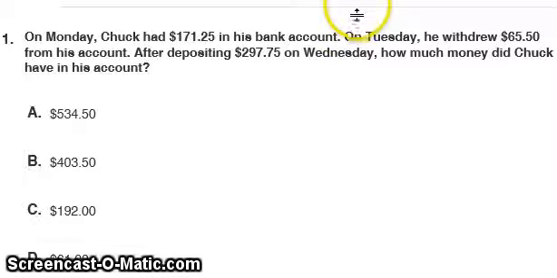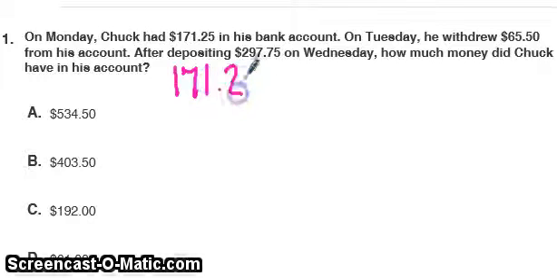So today we're looking at practice probe 7EE3. First question says, on Monday, Chuck had $171.25 in his bank account. On Tuesday, he withdrew $65.50 from his account. So 171 is what he's already got in there. To withdraw means he's taking money out. So you could use a subtract there, or you also have the option of adding a negative.